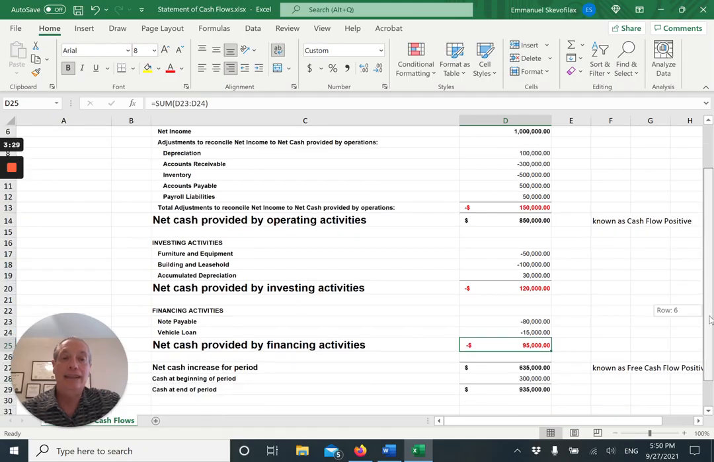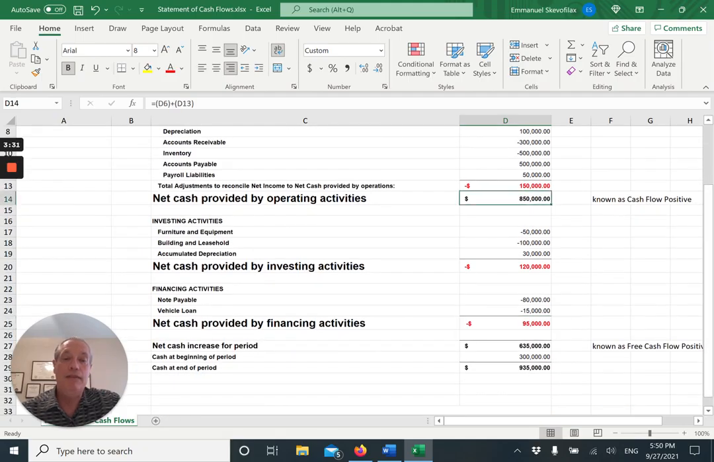Now, if you add these up, the three of them, the 850, the minus 120 and the minus 95, you come up with a net cash increase for the period, which is great, of $635,000. So you started the year, this is a January 1st through August 31st example. So it's an eight month period. So you ended the year at zero, let's say, and you now have generated 635 for the period.